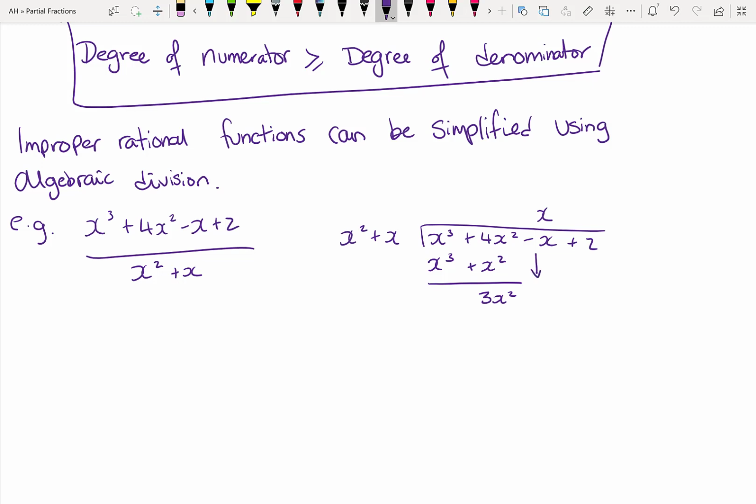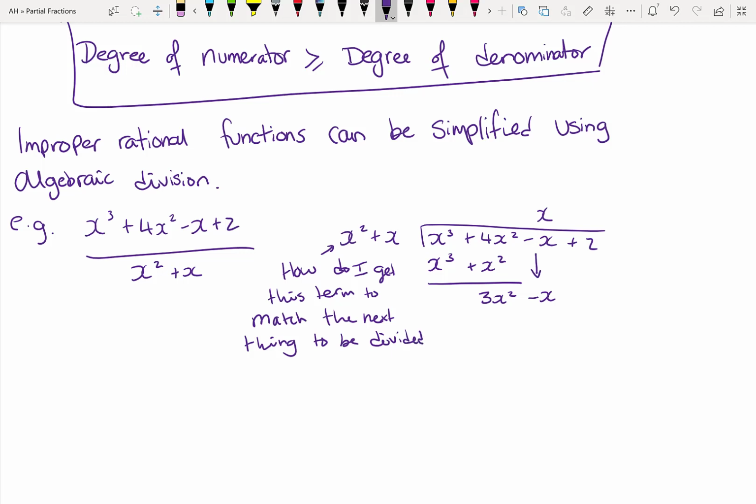And I'm going to carry down this x bit to help me. So what we're thinking about here is, how do I get this term, and we're thinking about that one there, to match the next thing to be divided? Okay, so really what we should have said is the next highest thing to be divided. Okay, so this is what we're thinking about. It's always the highest power in this thing here.